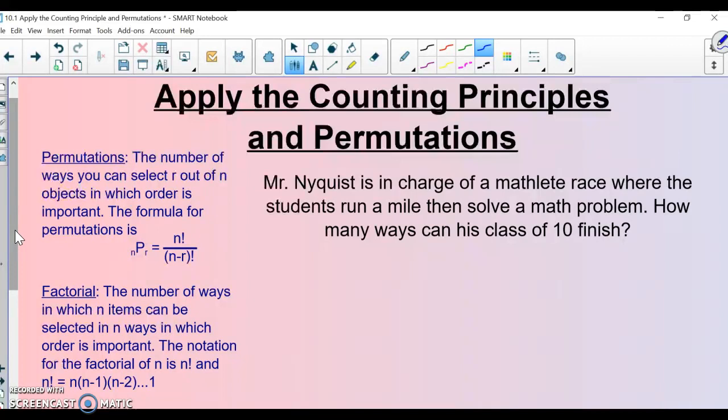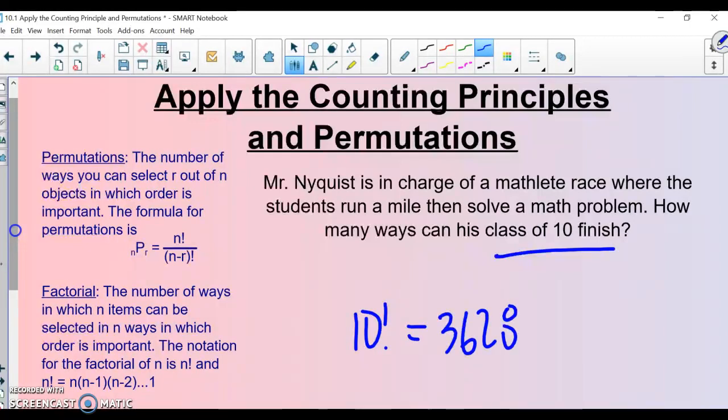Now, in this example, there are n students to choose from, and I want to know how many ways all 10 of them can finish, right? I'm not saying how many ways can my top 3 finish, I'm saying how many ways can all 10 finish. That tells us that it is factorial, and so it would just be whatever 10 factorial is. We can go to our calculators, remember, and type in 10 math PRB factorial, and we would get this number, 3628800.